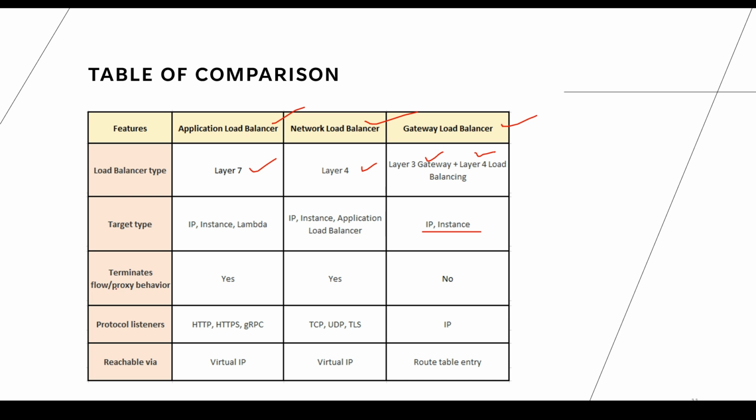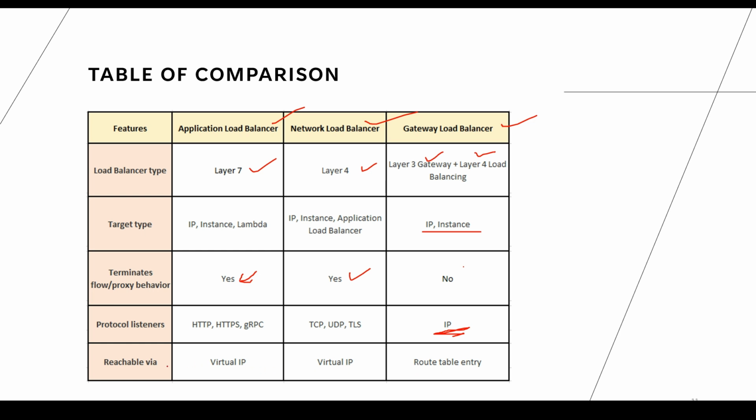The terminate flow proxy: it works like a proxy, but it doesn't work as a proxy, right? It's basically a simple gateway load balancer. It's not user facing. The others use the protocols HTTP, HTTPS, gRPC, but the gateway load balancer uses the IP protocol.